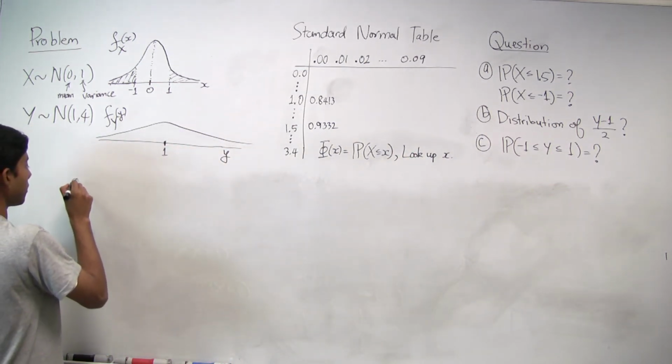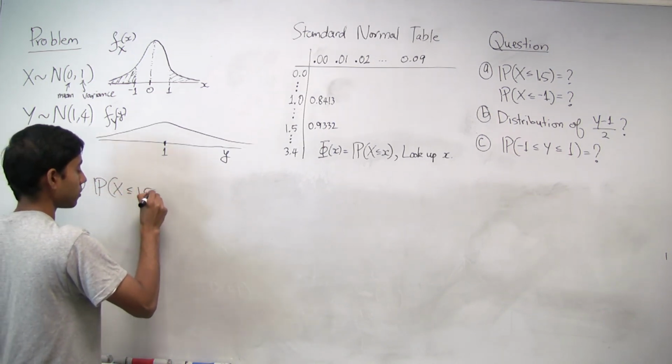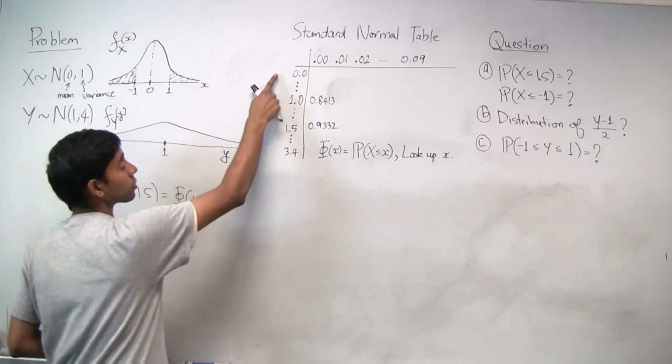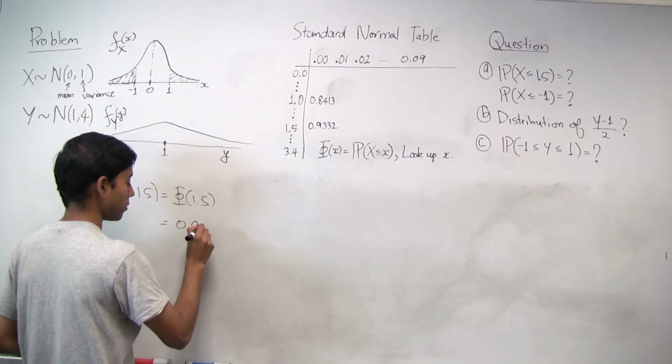So for part A, we're asked, what's the probability that x is less than or equal to 1.5? That's exactly phi of 1.5. And we can look that up, 1.50 directly, and that's 0.9332.